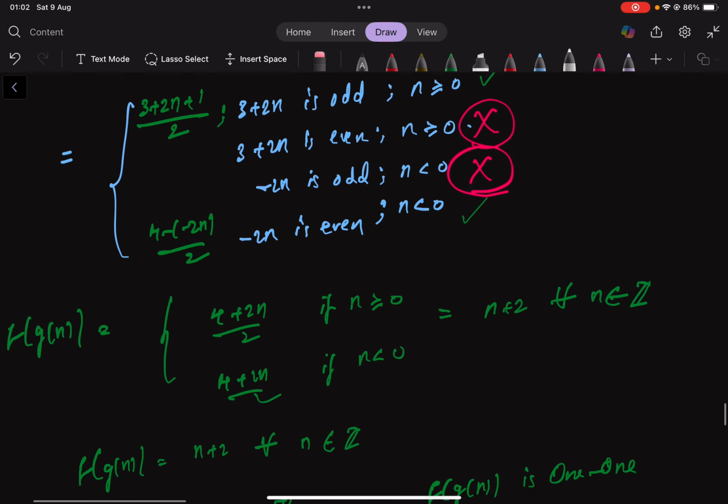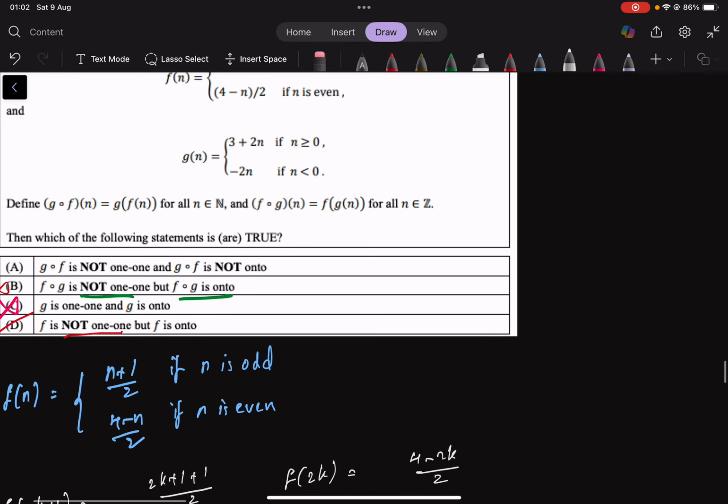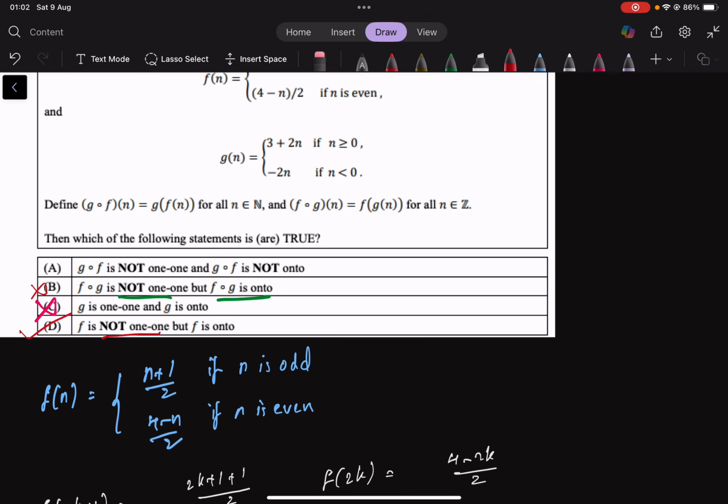So that's the nature of g of f of n. If we see the options, it is not one-one, not onto. So the correct answer will be A and D.